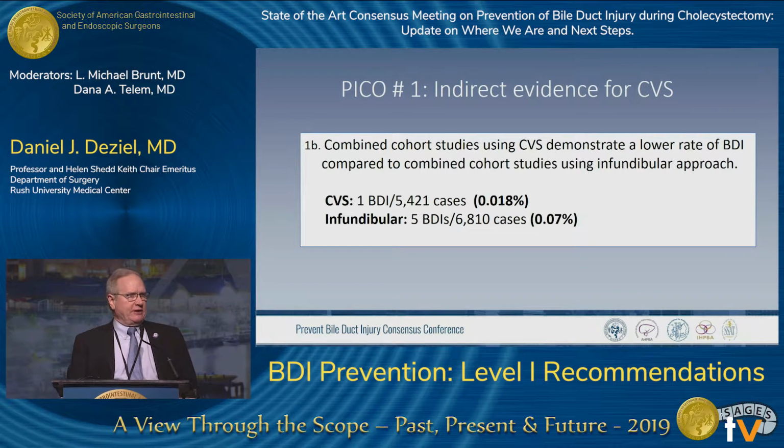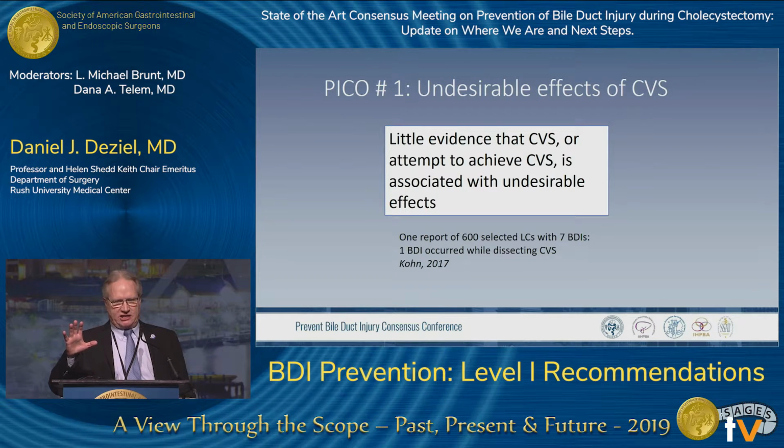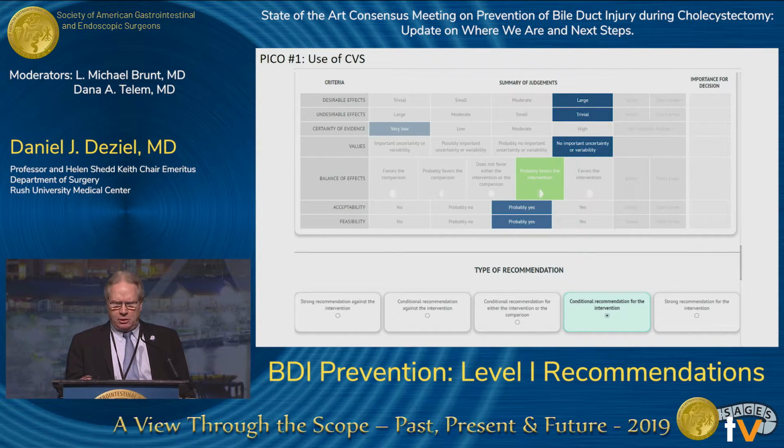The second line of indirect evidence for the critical view comes from studies that have actually looked at the mechanism of duct injury. And these find that when an injury has occurred, the method for identification was not the critical view. Additionally, since the term critical view of safety was introduced some 24 years ago, there is essentially no evidence that its use is detrimental. So if you look at a table that summarizes the judgments used for this recommendation, if the intervention is the critical view of safety, the value of avoiding duct injury is high, the undesirable effects are minimal, but there's no direct comparative data, so the certainty of evidence is very low. However, the balance of indirect evidence and expert opinion probably favor the intervention. It's probably acceptable and feasible, leading to a conditional recommendation for the use of the critical view.